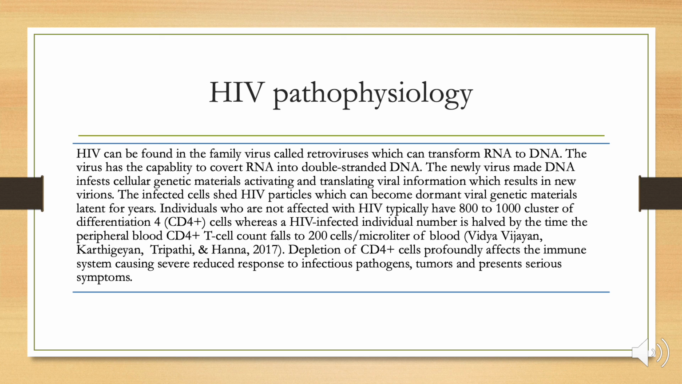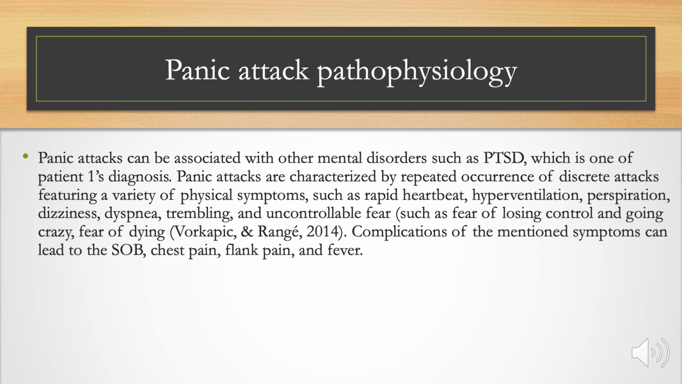Individuals who are not affected with HIV typically have 800 to 1,000 cluster of differentiation 4, or CD4 plus, cells, whereas in an HIV infected individual the number is halved by the time the peripheral blood CD4 plus T cell count falls to 200 cells per microliter of blood. Depletion of CD4 plus cells profoundly affects the immune system, causing severely reduced response to infectious pathogens and tumors, and presents serious symptoms. Panic attack pathophysiology.